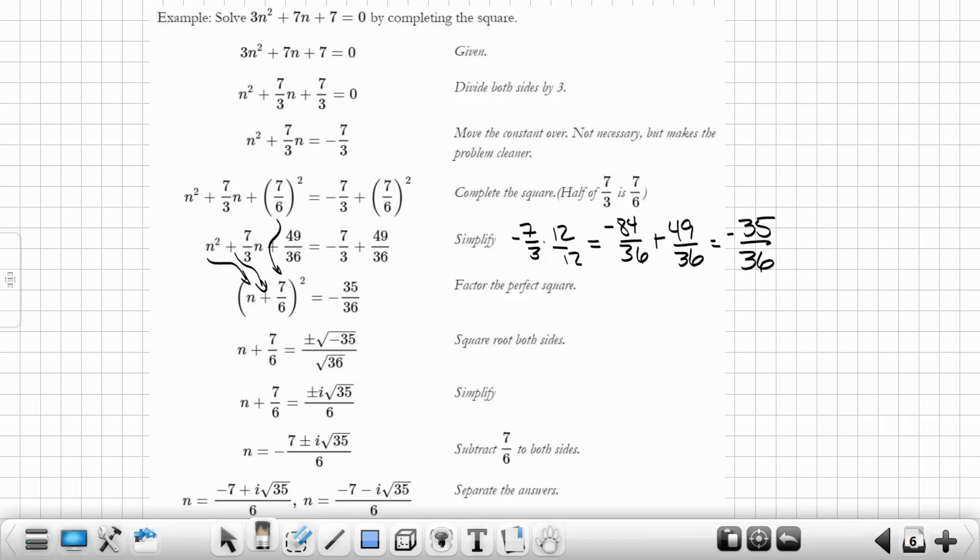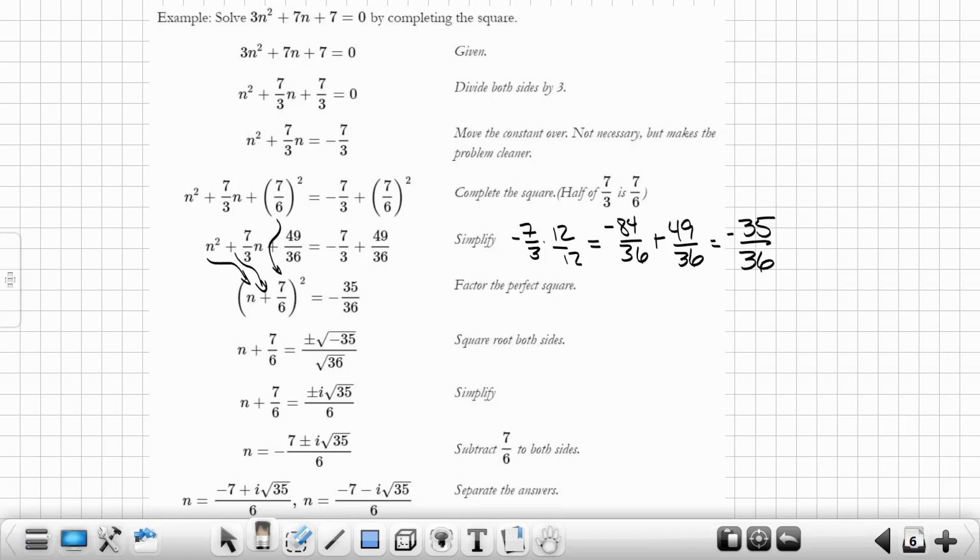Sauter, you got to tell me where I lost you then. The arrows. So once I always take half the middle term and square it and add it to both sides. Okay? Half of 7/3 is 7/6. Okay? So, right, half of something is multiplying by 1/2?